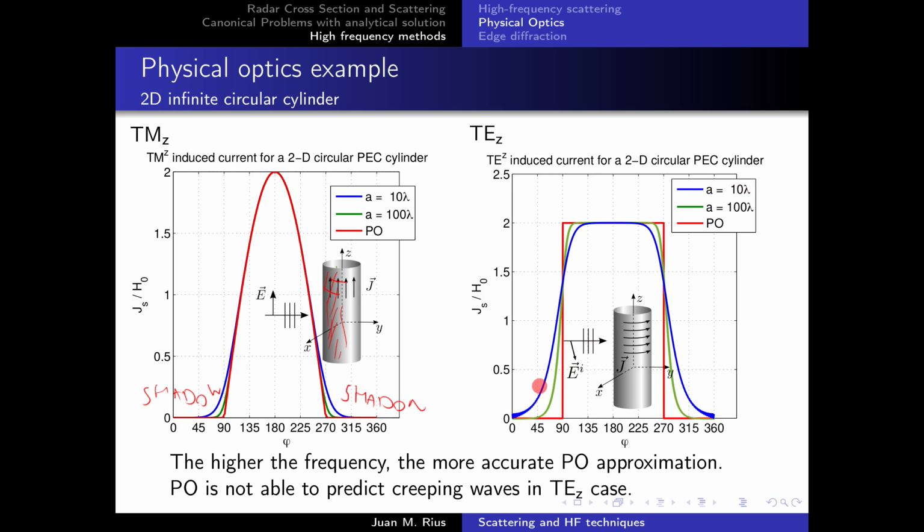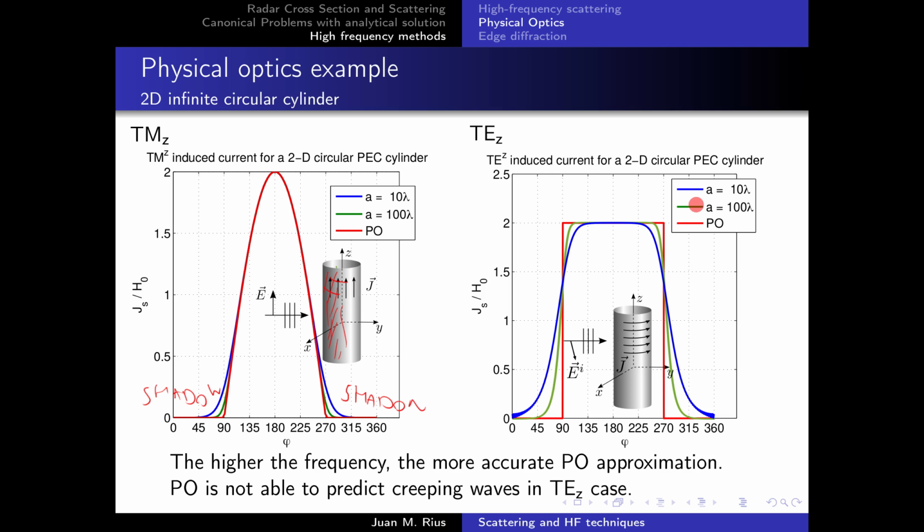The current at the shadow region is much smaller than in the illuminated region, but is not completely zero. Why? Because there are creeping waves. Remember the creeping waves in the TE case, the creeping waves that turn around the cylinder in the shadow region. These creeping waves make the induced current in the shadow region different than zero.